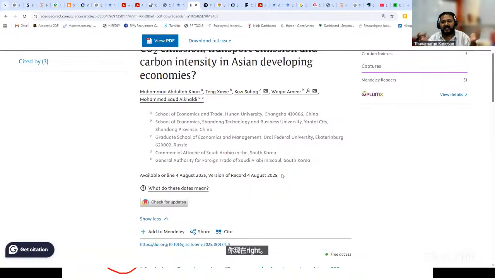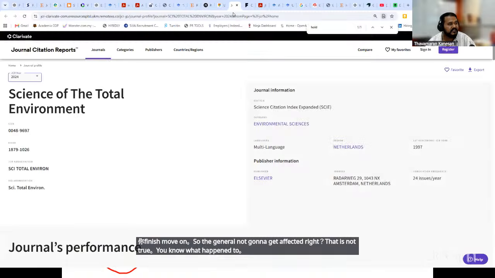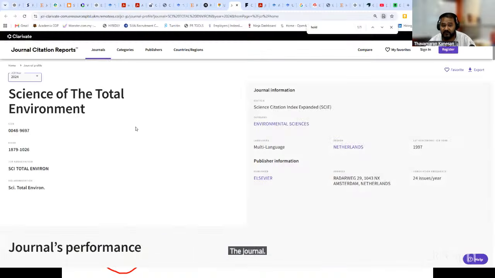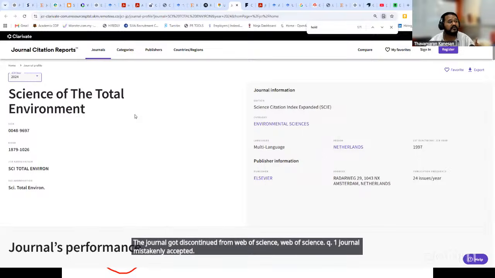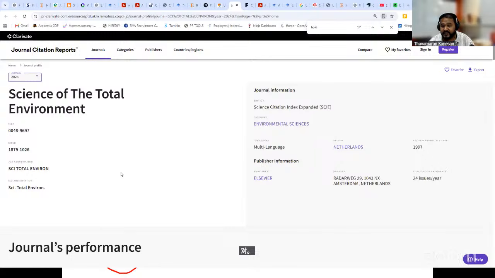I mean, retracted, the guy gets affected. Okay, done, finish, move on. So the journal is not going to get affected, right? That is not true. You know what happened to the journal? The journal got discontinued from Web of Science. A Web of Science Q1 journal mistakenly accepted this paper and got discontinued from the Web of Science index. Kicked out from the Web of Science index. That's how severe this problem became. You see, the last indexing, 2024 only. 2025 onwards, no more indexing.